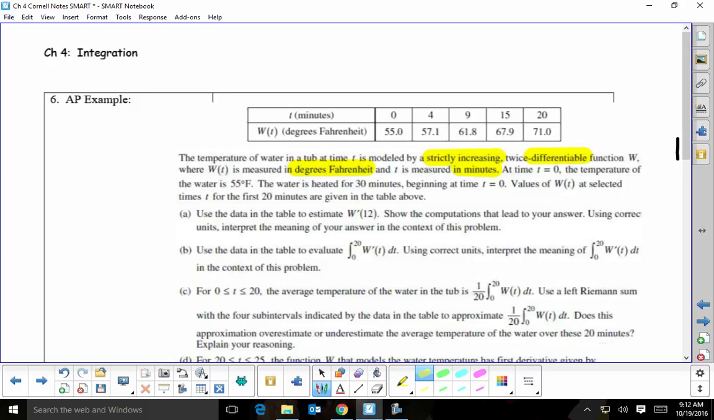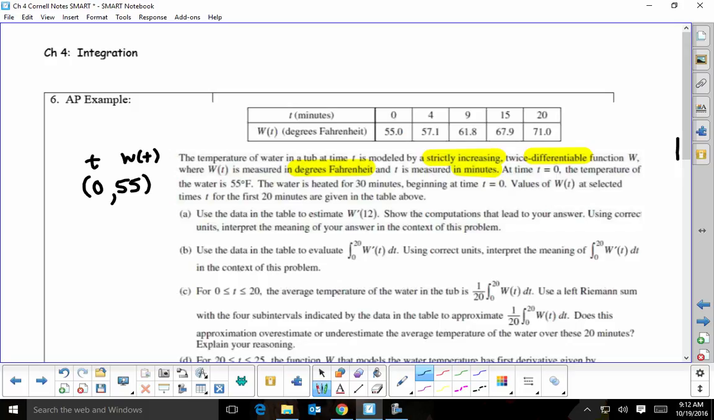Unpause. At time t equals 0, the temperature of the water is 55 degrees Fahrenheit. Pause. Now we have a point. I'll say I have my time and my W of t. What's my point that they gave me so far? (0, 55).